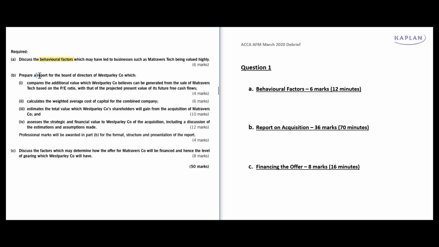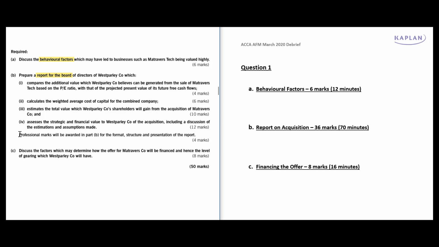We then had this report to the board. Here they asked you to do various bits. It's quite common in advanced FM that the first few parts of the report are the numbers. So it was comparing this additional value, then calculating the WACC, and then estimating the total value they'll gain. The first 3 parts there would work really nicely in an appendix. Then the 4th part is the more discursive bit, which forms the main bit of the report.